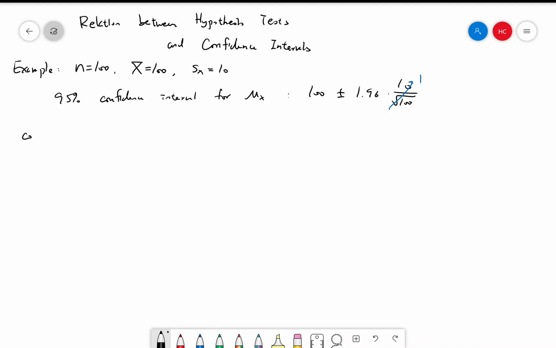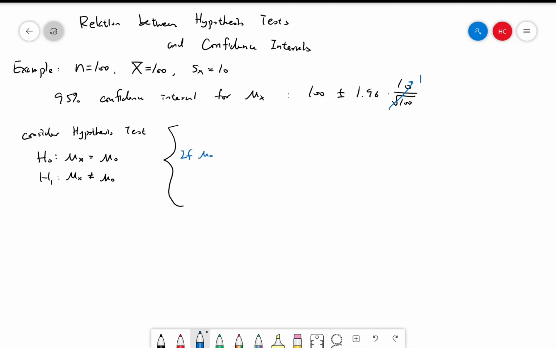So let's consider a hypothesis test. The null hypothesis is population mean equal to a value mu naught, and the alternate hypothesis is the opposite. Then there are 3 cases. If the value of mu naught is equal to 100 plus or minus 1.96, then the p-value for this test is equal to exactly 0.05.